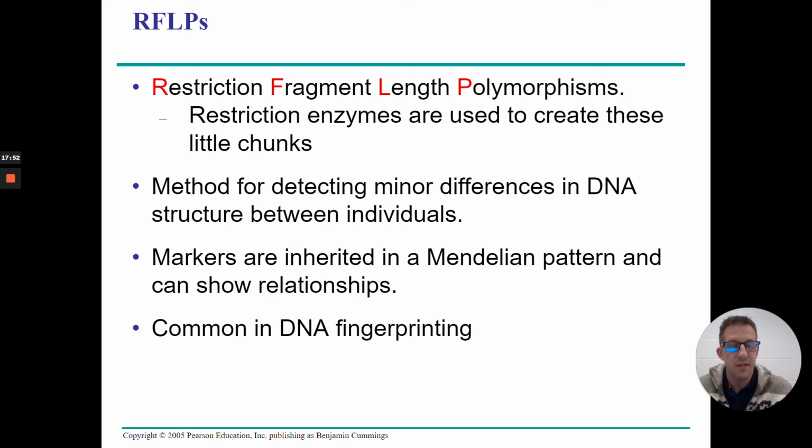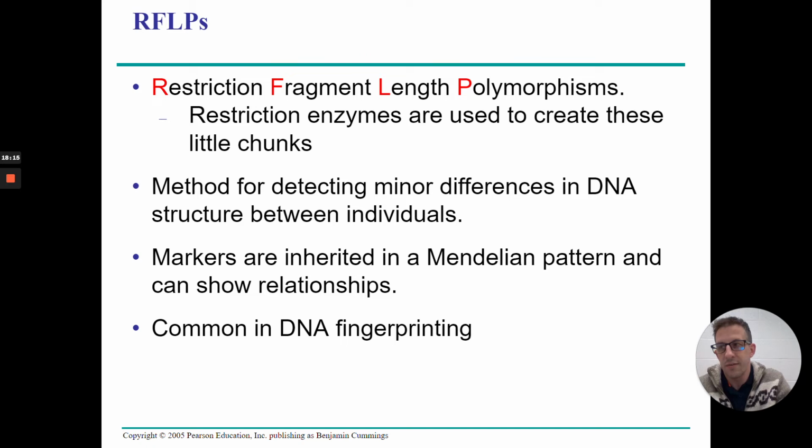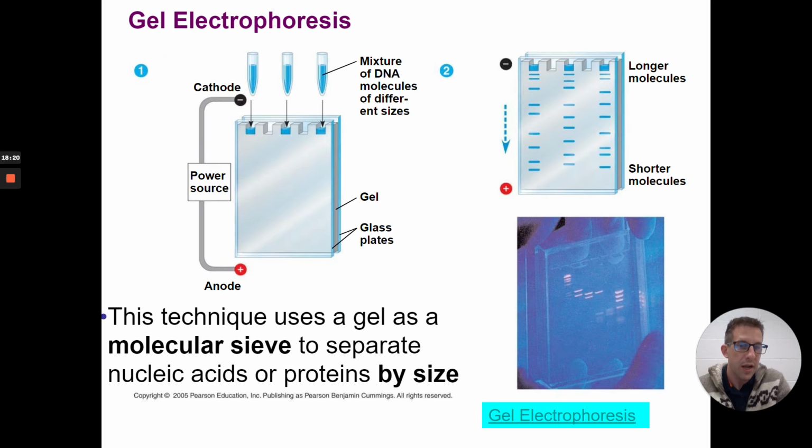It's one of the more fun things to say, RFLP. What this means is that the restriction enzymes are used to create little chunks of DNA. And these little chunks of DNA are all different sizes, but depending on how much DNA you have, you might have a lot of these little chunks of different sizes, okay? So it is a method for detecting minor differences in DNA structure between individuals, and these differences in the individuals, these patterns, are actually inheritable.